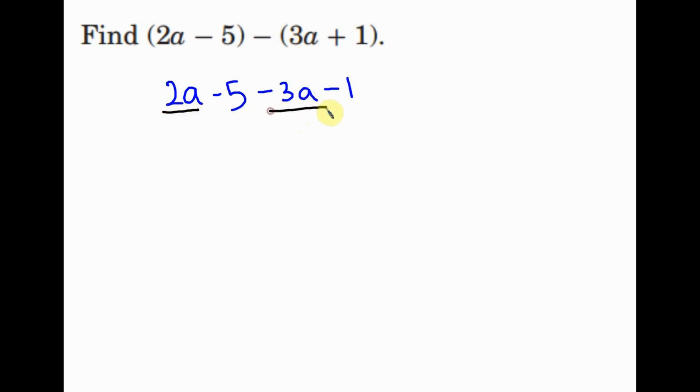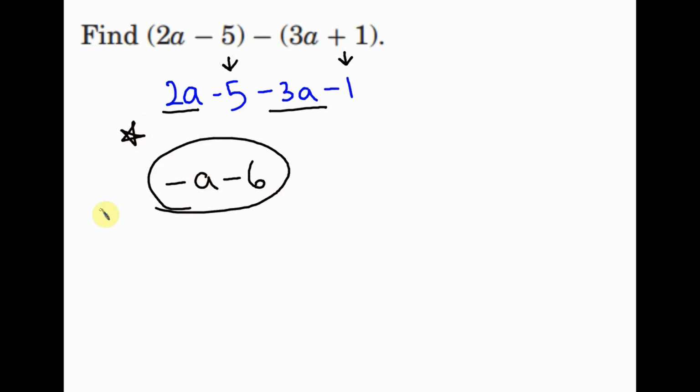Now you're going to combine the like terms. 2a and negative 3a, they both have a common variable. So 2 minus 3 will be negative 1, where I can just write negative a. And when you're looking at negative 5 with negative 1, when you combine them, I'll get negative 6. And that's how I know this is going to be a simplified form.